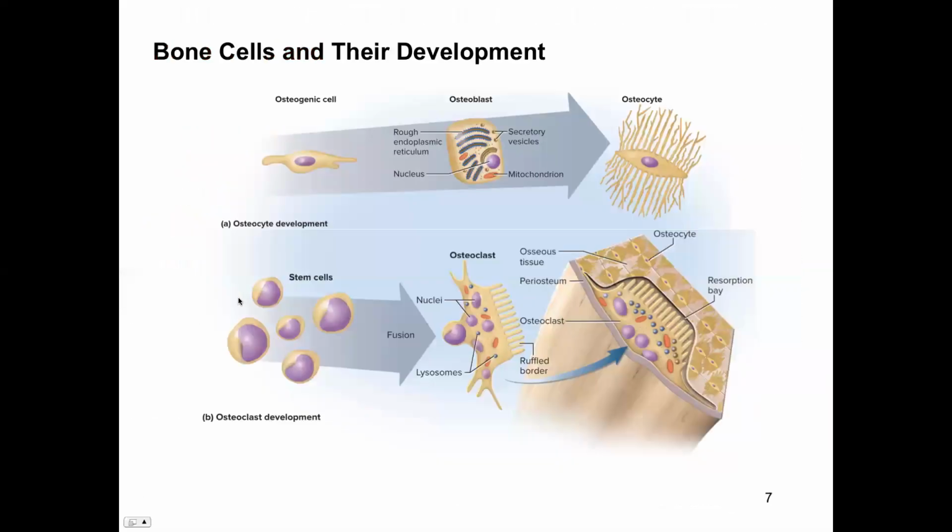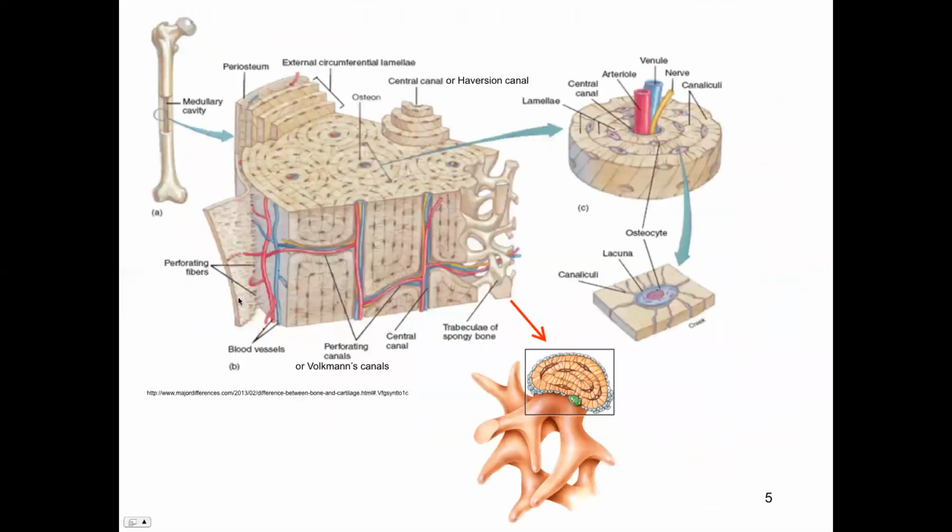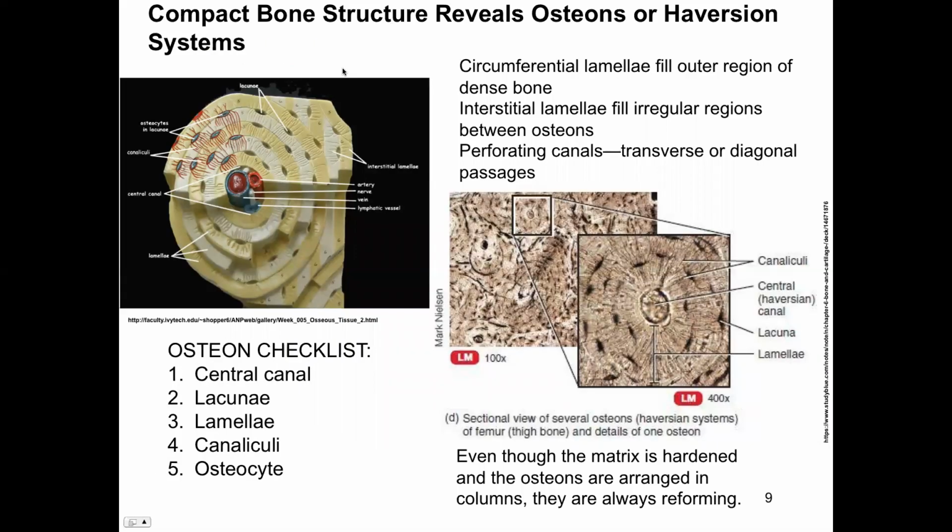So let me go back so that you guys don't get confused, right? So the circumferential are all the way around, okay? Okay, so hopefully that makes sense. All right, let's go over there. Okay, and then there's also those perforating canals that go sort of horizontally through to bring in more blood supply, all right?